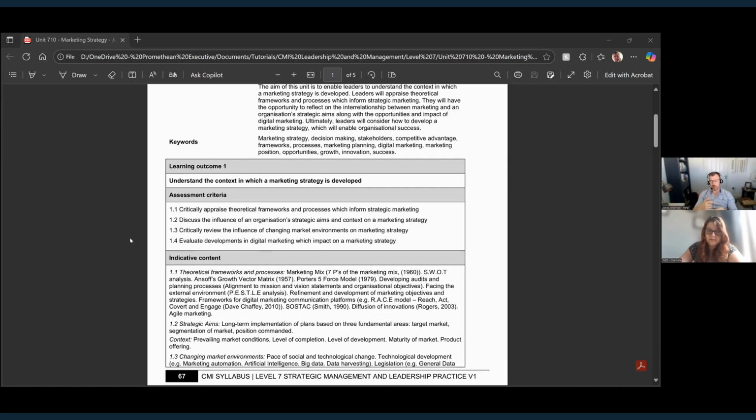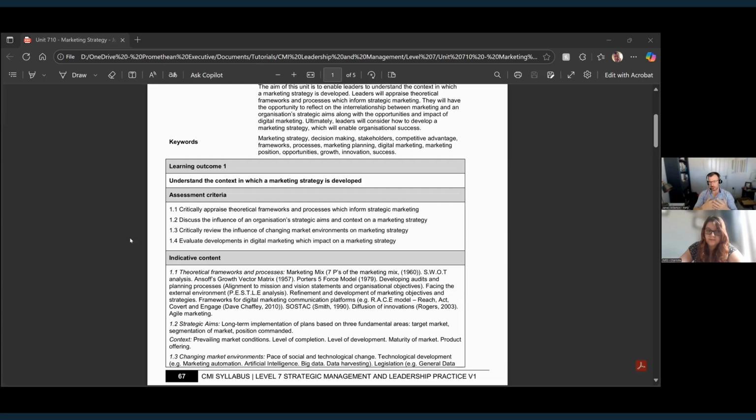So I guess here we're looking at a few higher-order things. Does an organization's strategic aims and context actually influence marketing strategy at all? Or is something else going on? Is marketing strategy done separately from that? Is there no alignment really? Or are there challenges to alignment? What might they be? These are the kind of things you might discuss.